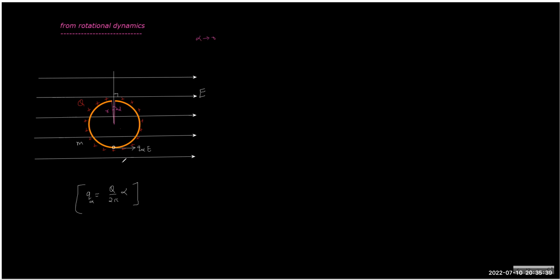So if this is the force, the torque about the center of mass will be how much? That force into the radius of the ring. Correct. So torque about the center of mass will be Q alpha E into R. But the problem is, as it rotates, the distance from the center will change, right? So what will happen due to the rotation?